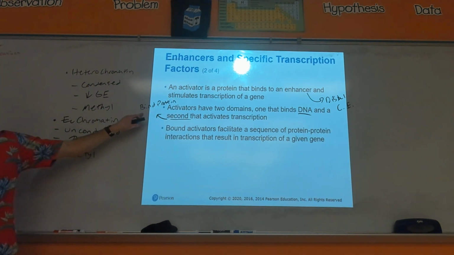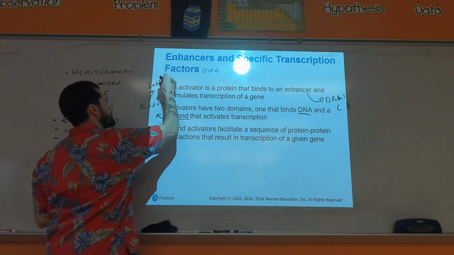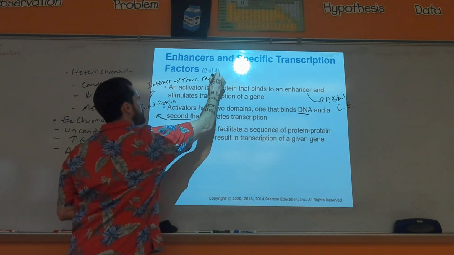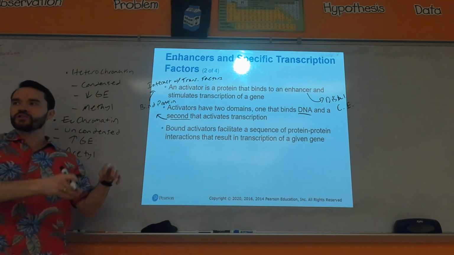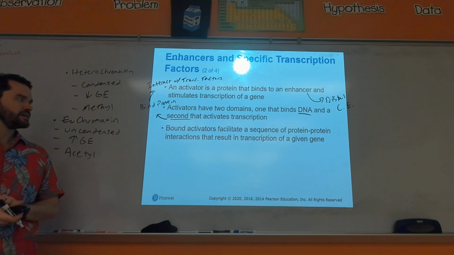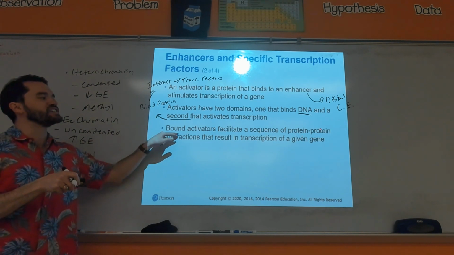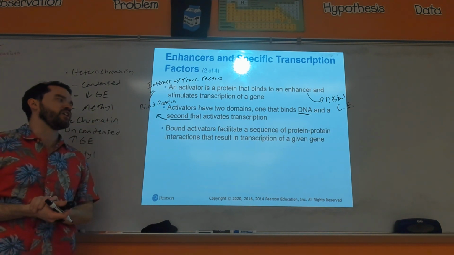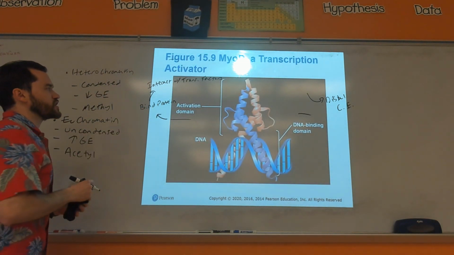Because this is going to need to interact with the transcription factors. Transcription factors are the proteins that basically help get RNA polymerase to stick on the promoter so RNA polymerase can do transcription and make the messenger RNA. And that's what they're trying to say with the facilitation of protein-to-protein interactions, this interaction of the transcription factors and that RNA polymerase.